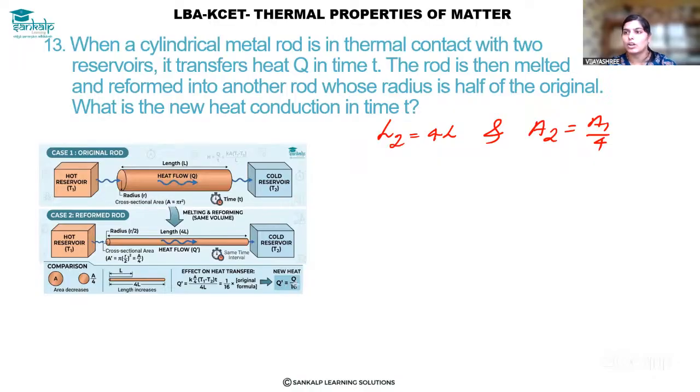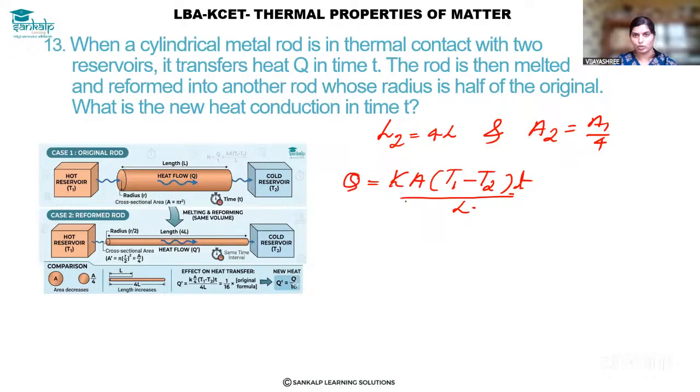Now let us look at the heat conducted in time t. Heat transfer in time t is given. Let us look at the formula for heat transfer in time t, which is Q is equal to K into A into (T1 minus T2) into t divided by L. Okay, so this is for the first rod.